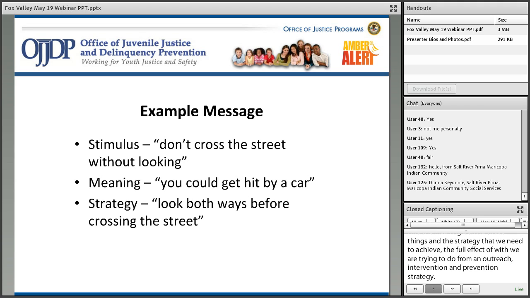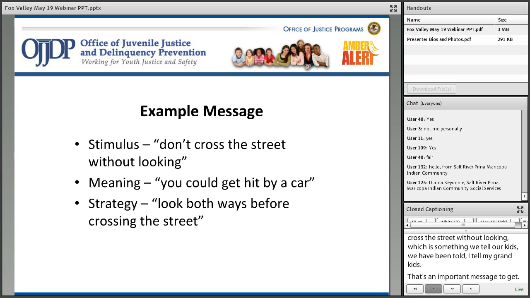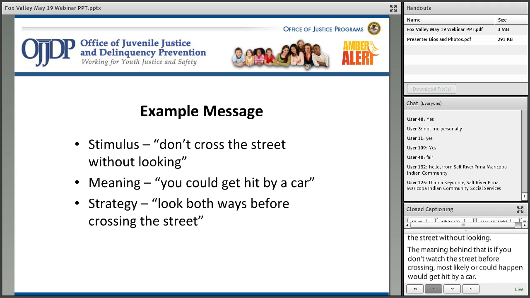That's an important message to get. And the stimulus here is: don't cross the street without looking. The meaning behind that is, if you don't watch the street before crossing, most likely, or it could happen, that you'd get hit by a car. The strategy is that we want whoever's receiving our message to look both ways before crossing the street.